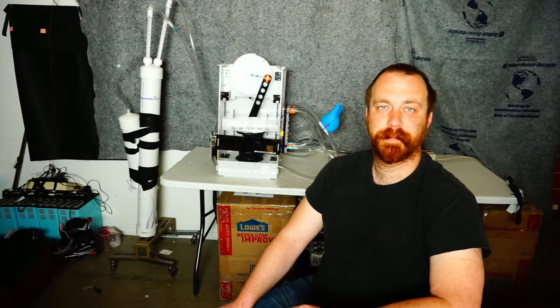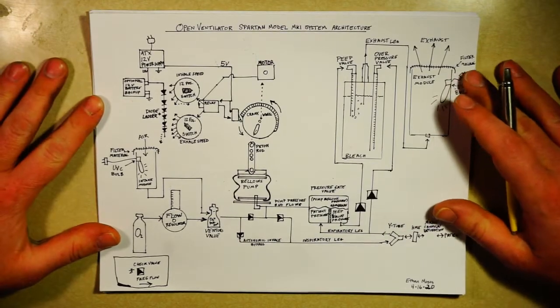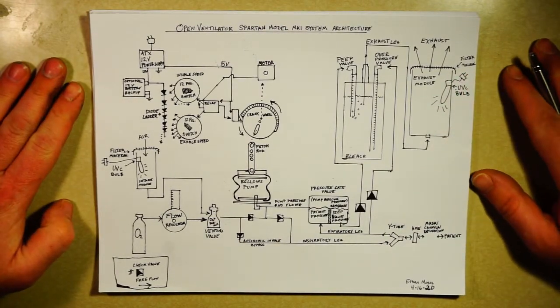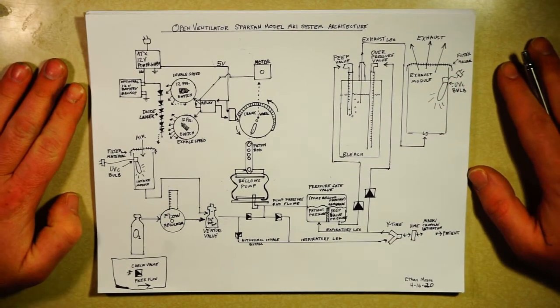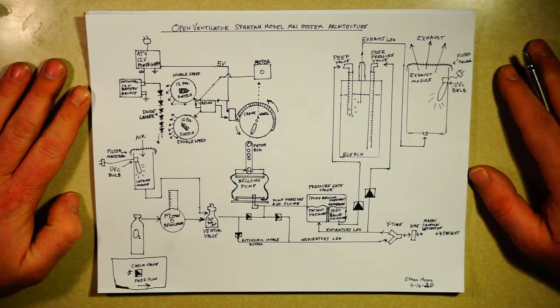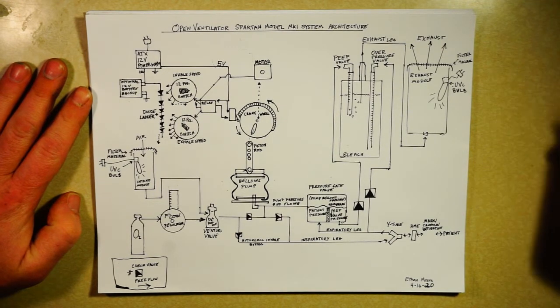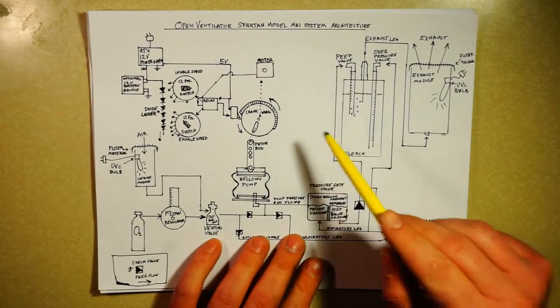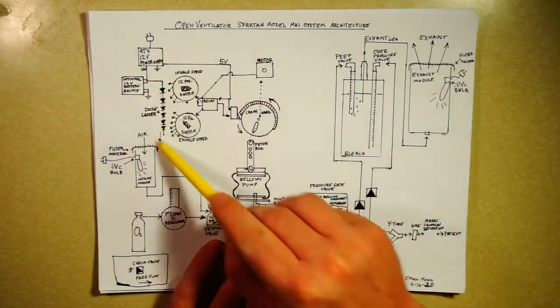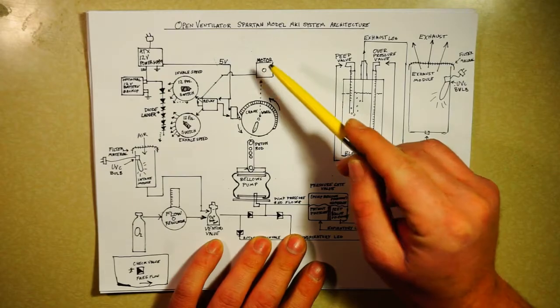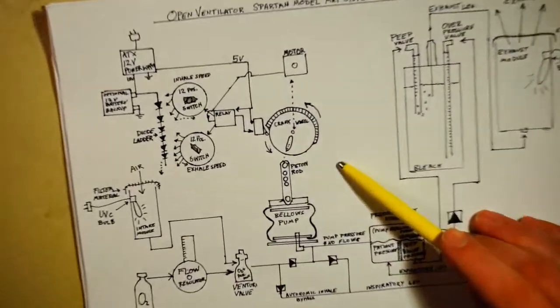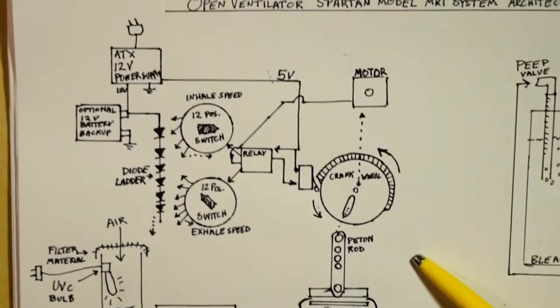Okay, let's get going. So this is a system architecture diagram of the ventilator. I'm going to go through its parts and pieces and we can see exactly how it's doing what it's doing. The first part that I want to go over is the electronics, and they are here. Let's zoom in.